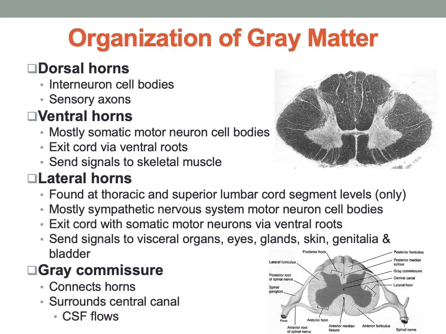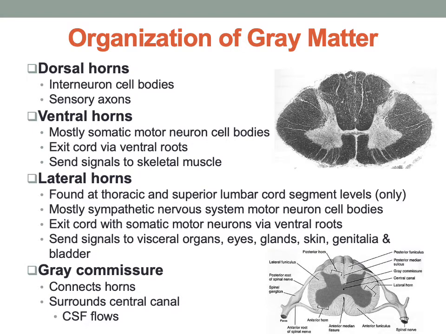Organization of gray matter, continued. In the dorsal horn, you will find interneuron cell bodies and the sensory axons that will be communicating with these interneuron cell bodies. In the ventral horns, you will mostly find somatic motor neuron cell bodies, and their axons will exit the cord via the ventral nerve roots, and they will send signals to skeletal muscle.